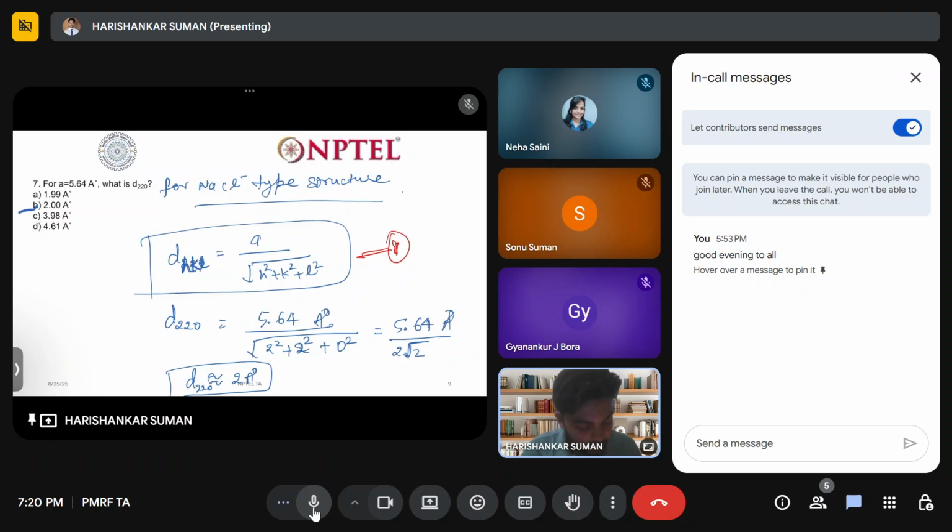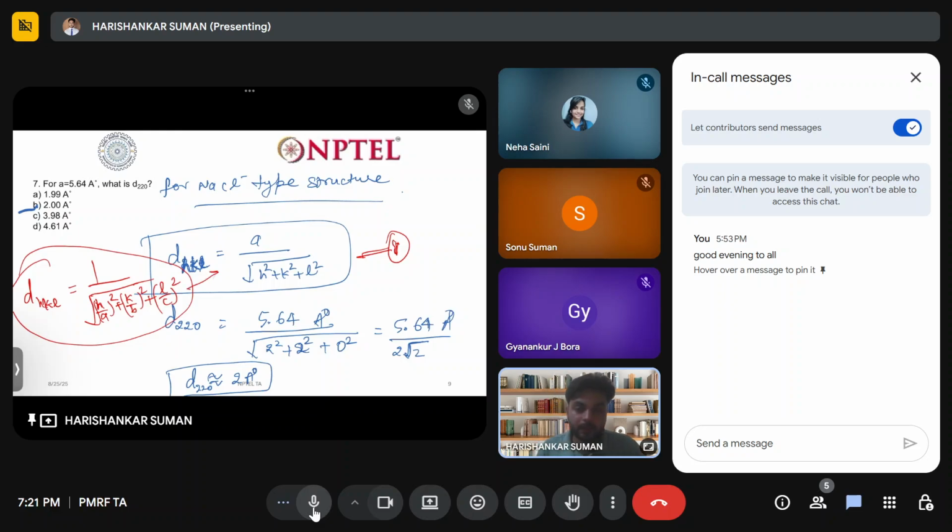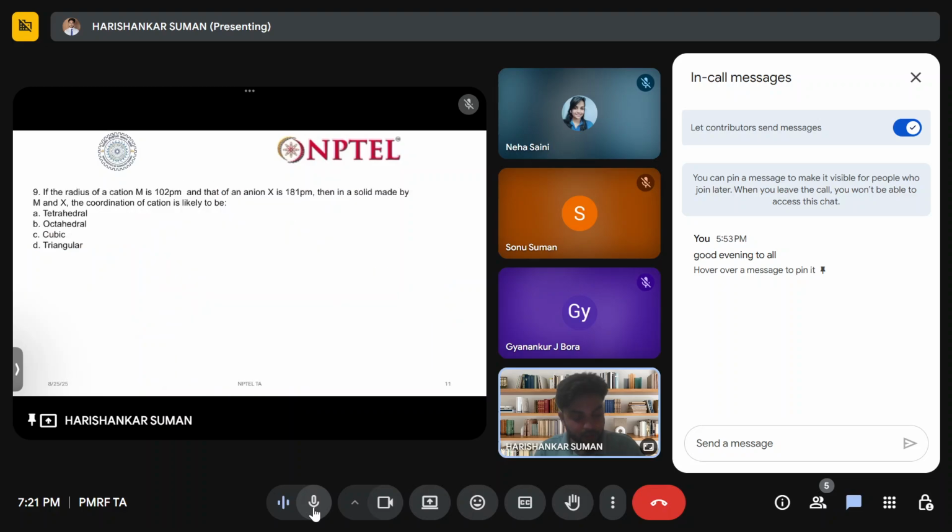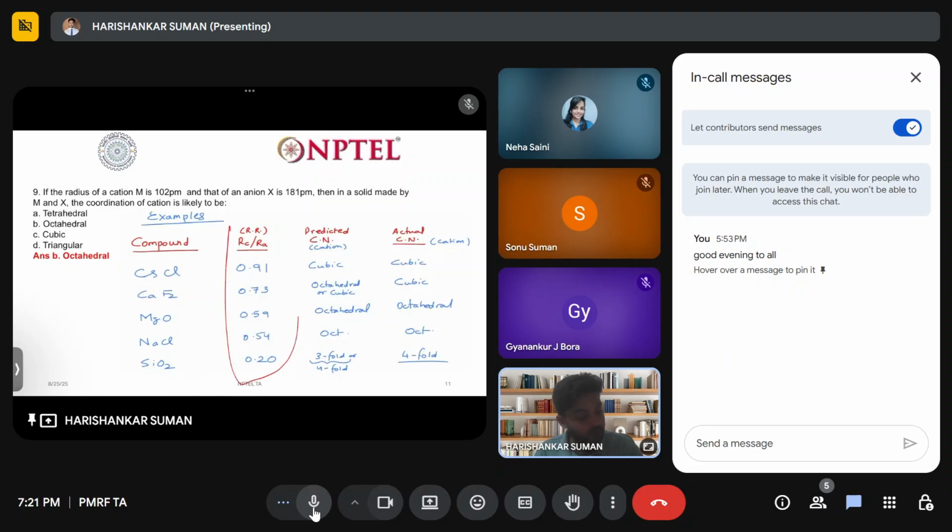And next, please remember the distance between planes hkl: d hkl equals a over root of h square plus k square plus l square, for the cubic system, or for any vector which is given. If a, b, c are the same, then this applies. And for the incorrect statement question, we have to find the radius ratio. So use this kind of relation.